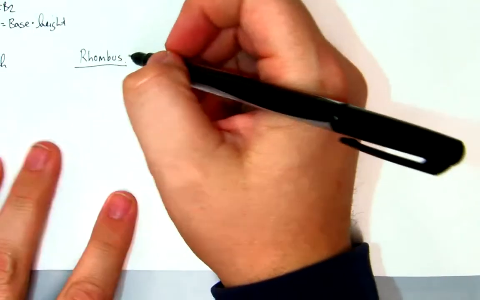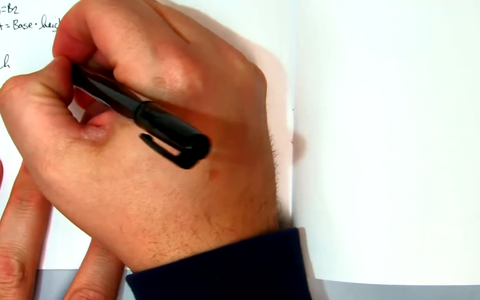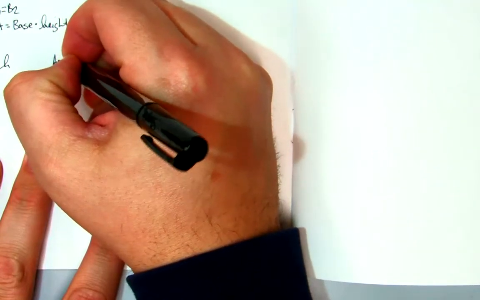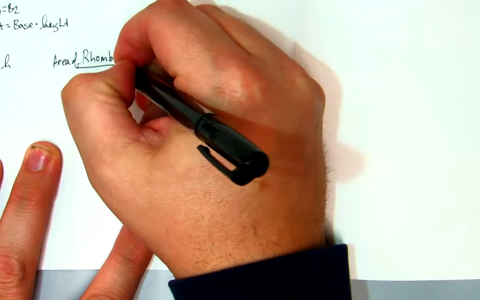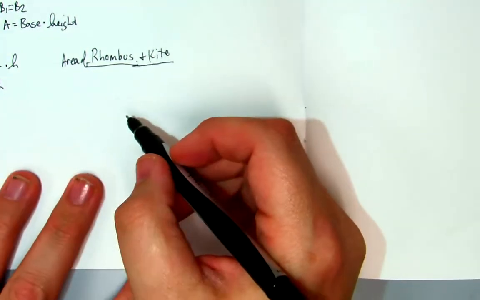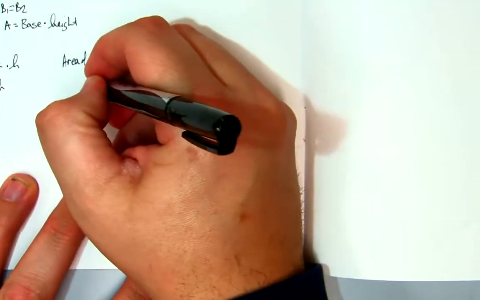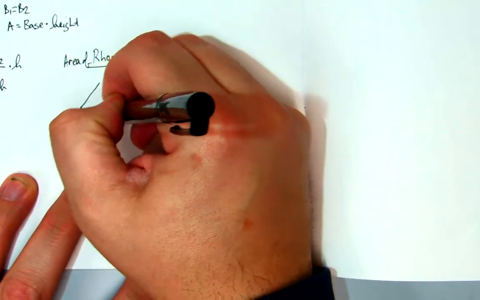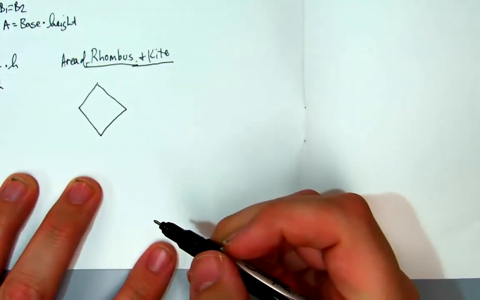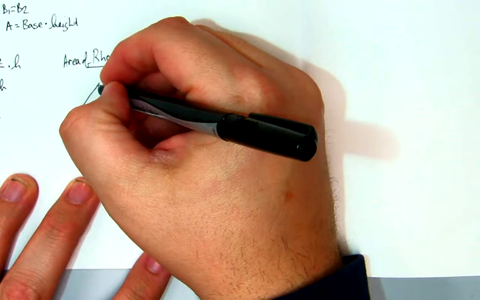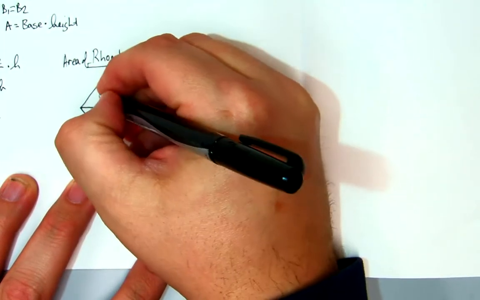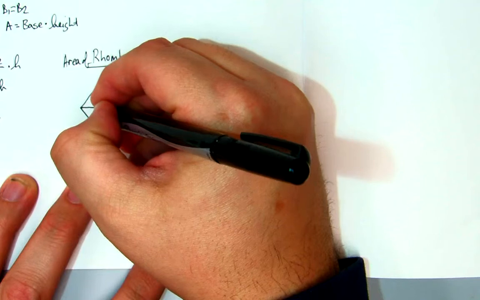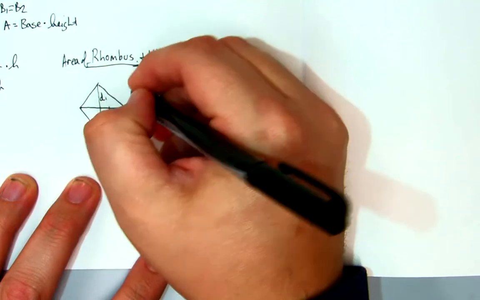Hello again, everybody. We're talking about area, and so let me put the area of the rhombus and the kite, because their formula is exactly the same. For a rhombus, not a good rhombus, I apologize, but what we have in the rhombus are two diagonals. I'll call this D1, and I'll call this one D2.